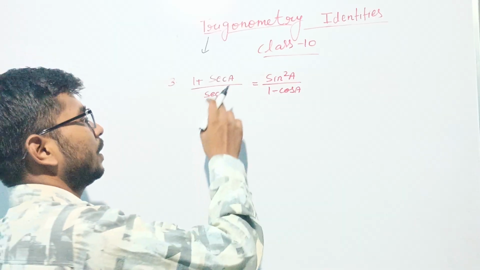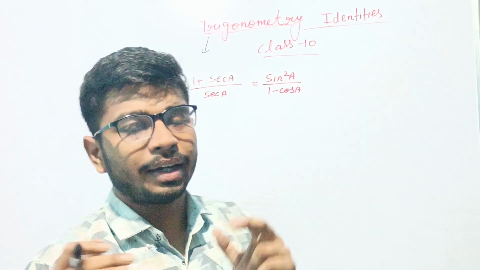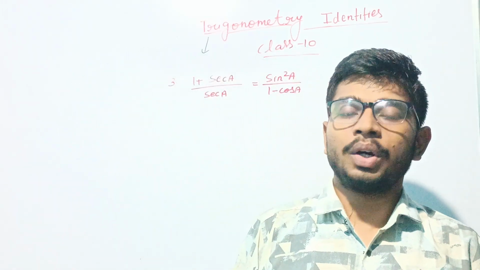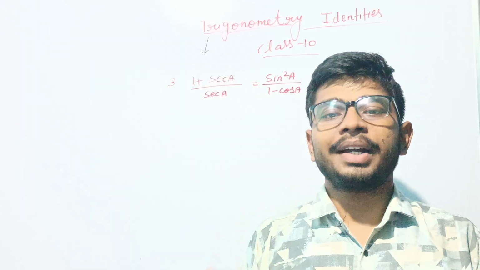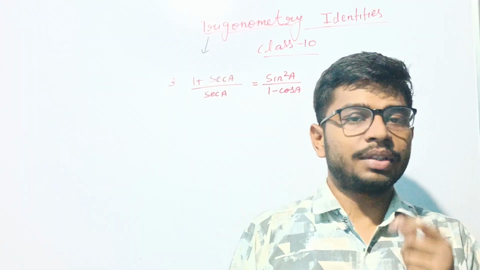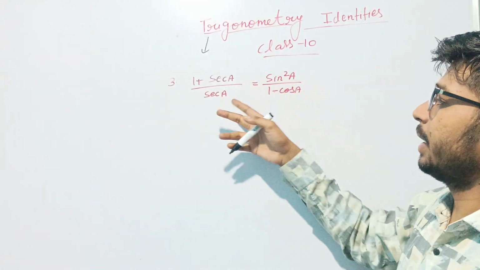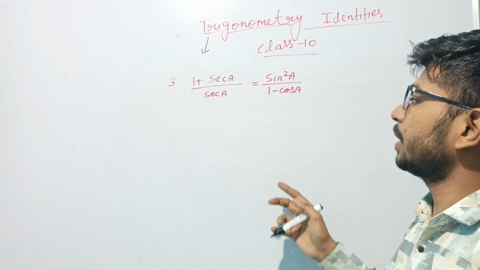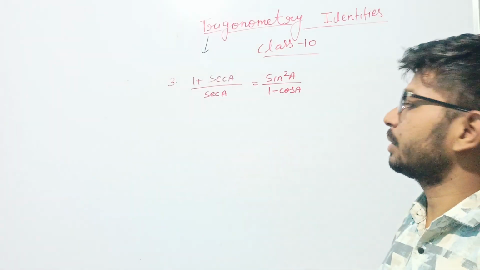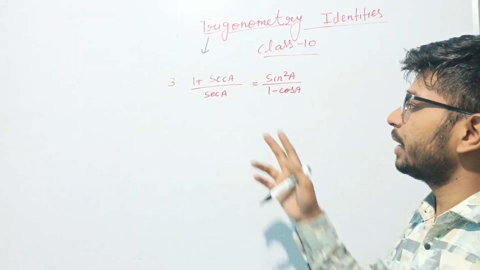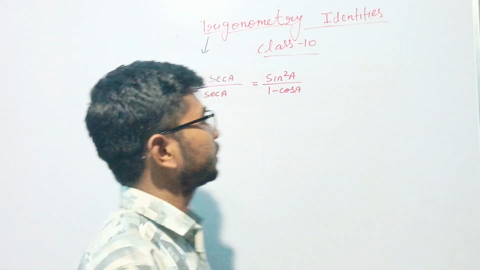So let's take LHS. Here both terms are very big, so we can take RHS also and we can take LHS also. I will teach both ways, so you can understand how to solve taking the right hand side and how to solve taking the left hand side. In some questions we can't take RHS, sometimes we can't take LHS. But here we can take either side. So first start with LHS.